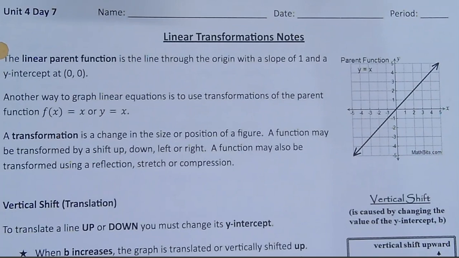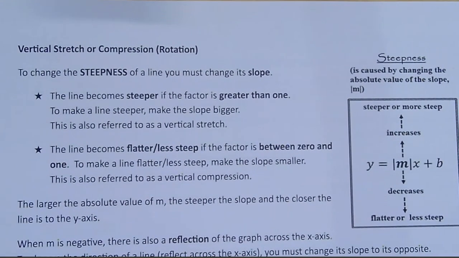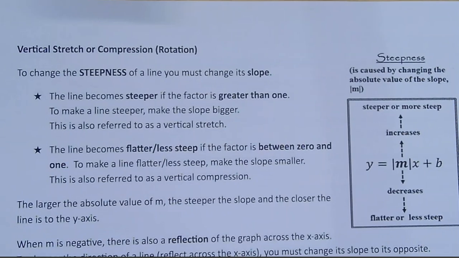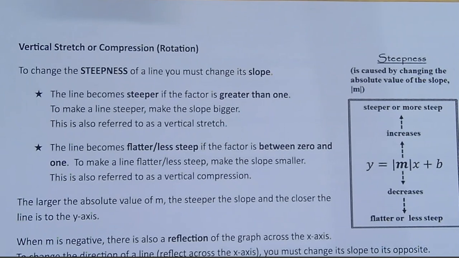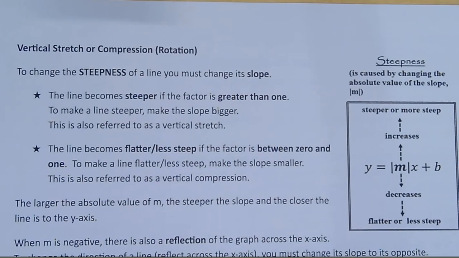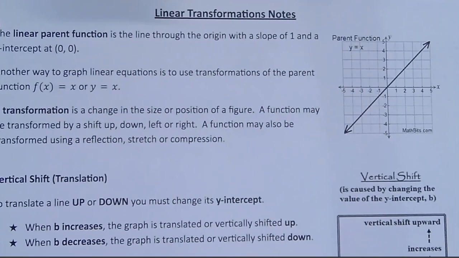We are going to shift our line vertically. It'll go up and down, or we are going to stretch or compress your line, which changes its slope. It is essentially a rotation of your line. So we are either going to change the B value or the M value.